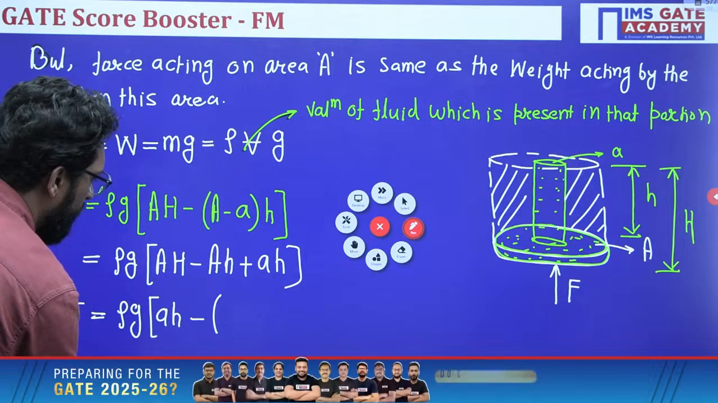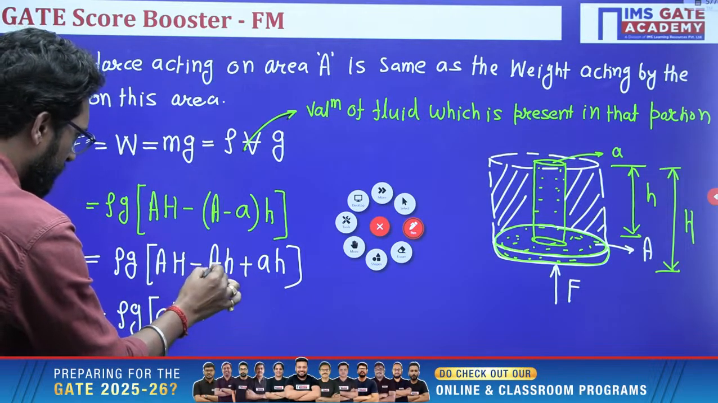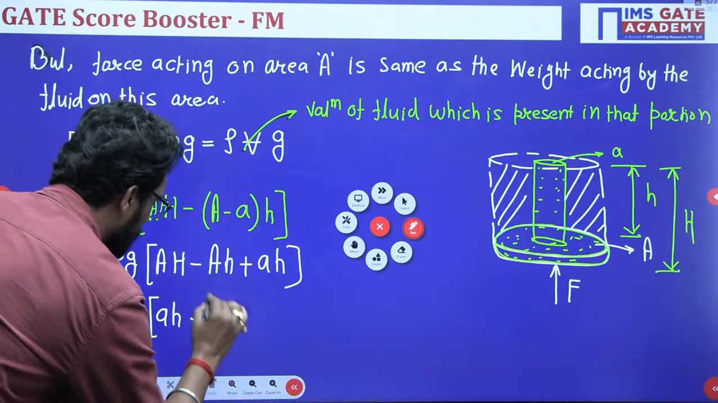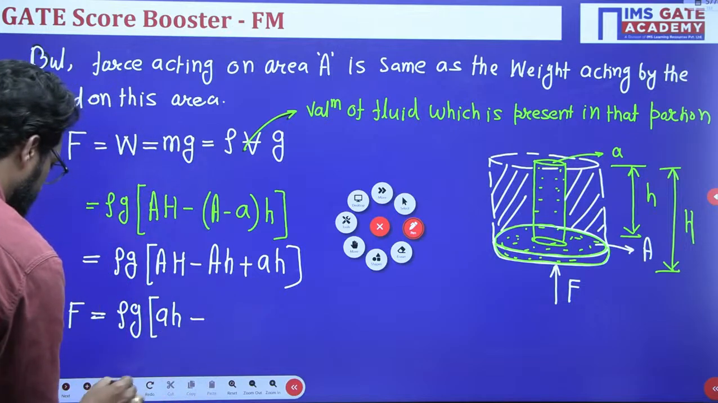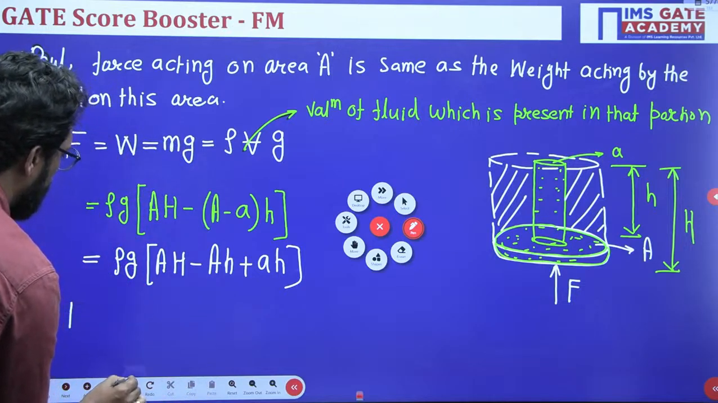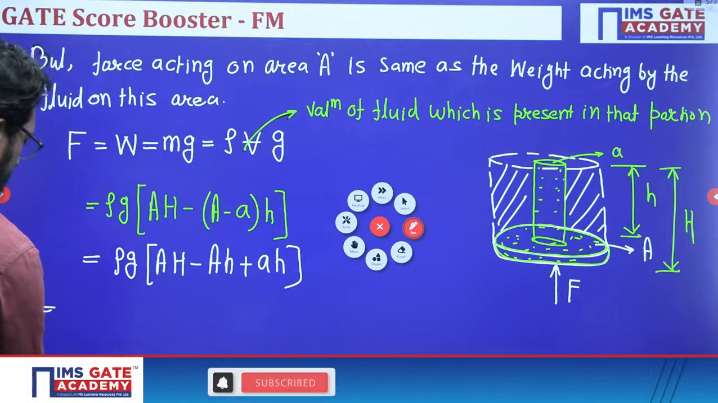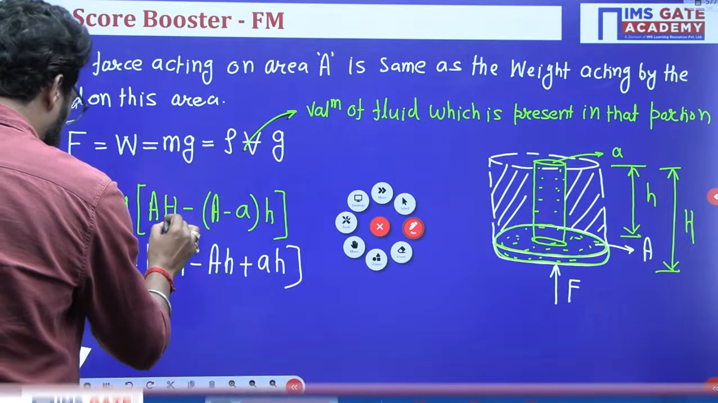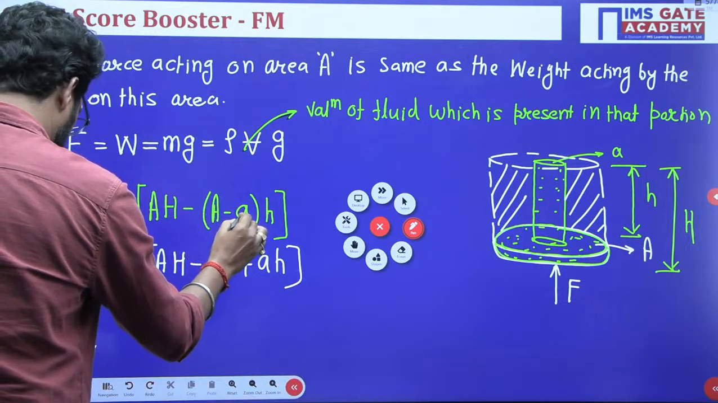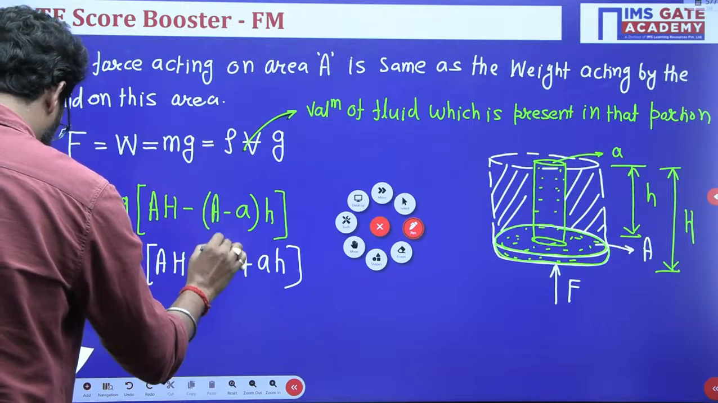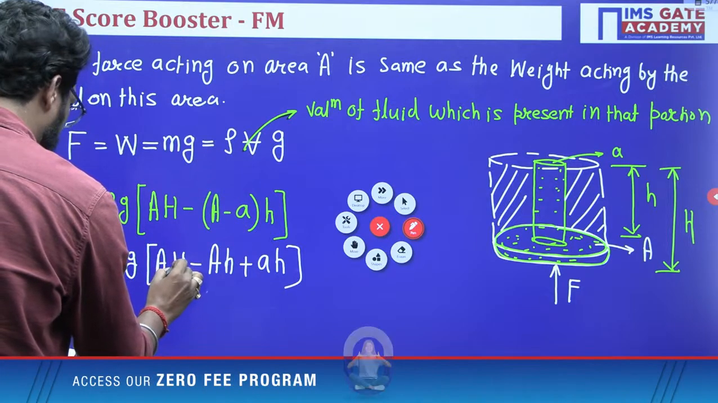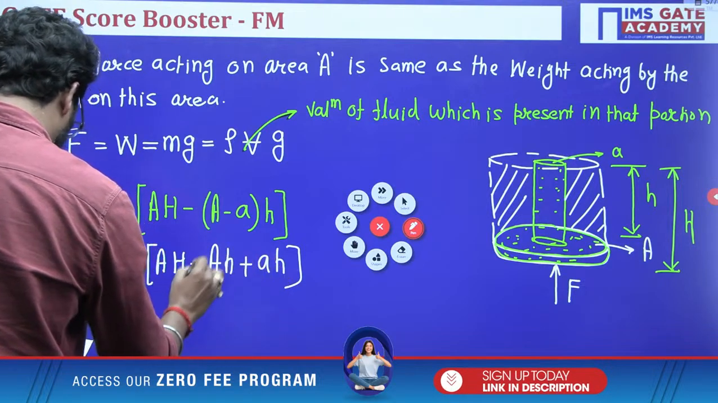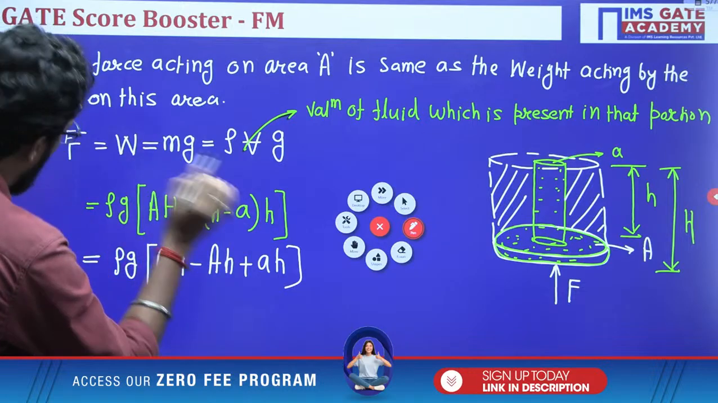Take a common. So this A H minus of A common, minus of this A common. One second, my dear. This is correct. A H rho g into total volume, A minus small a into h, correct. This is correct. Now so h A minus of h A plus h A. So this is your, okay, no problem.